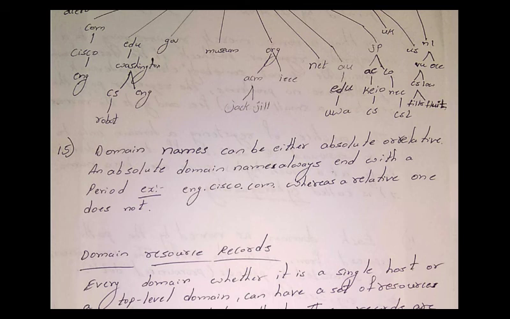Now you are going to see domain resource records. Every domain, whether it is a single host or a top level domain, can have a set of resource records associated with it. What are the records associated with any particular domain, either single or top level? These records are nothing but the DNS database.